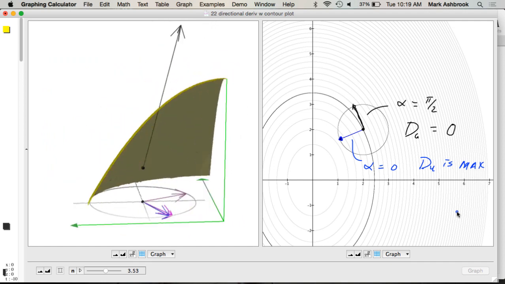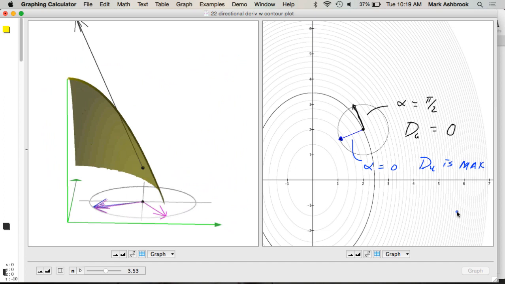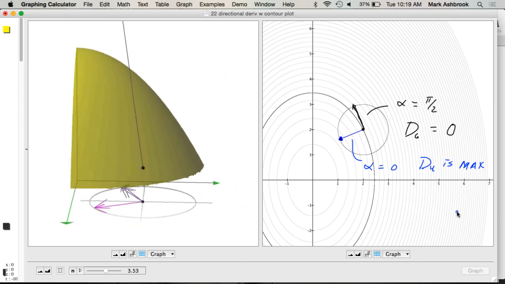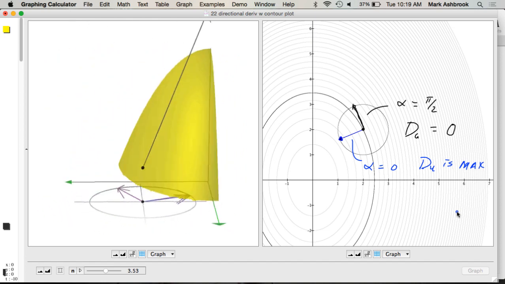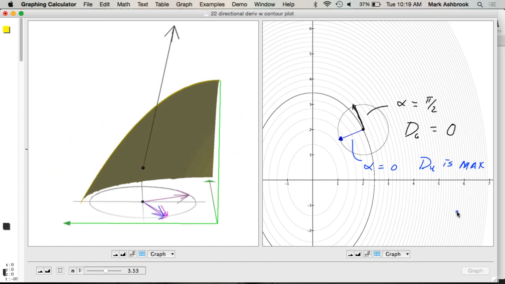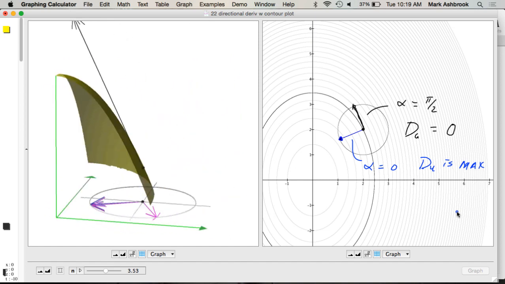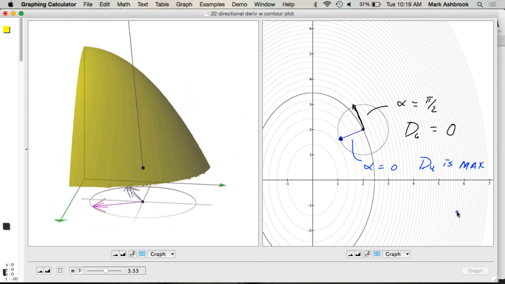How do you walk the steepest way up the mountain? You're going to walk orthogonal to contour lines. How are you going to stay at the same elevation? You're going to stay on contour lines. And those are always at 90, orthogonal to each other. Okay.